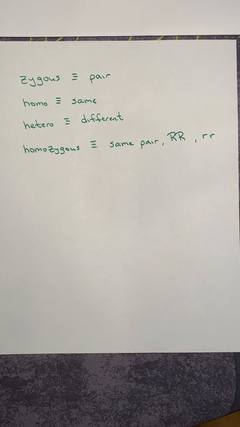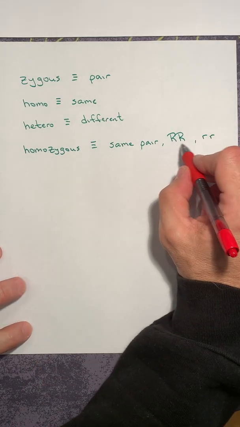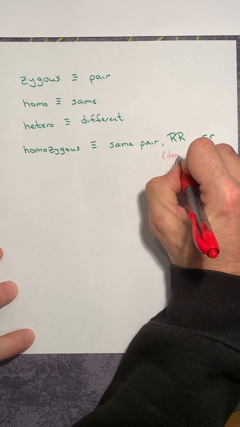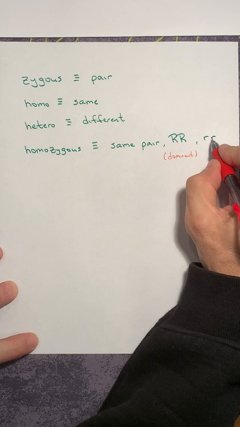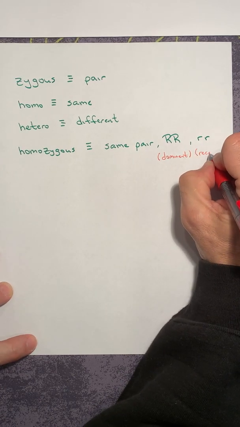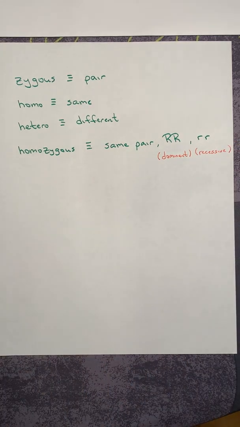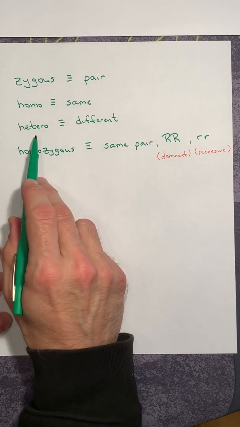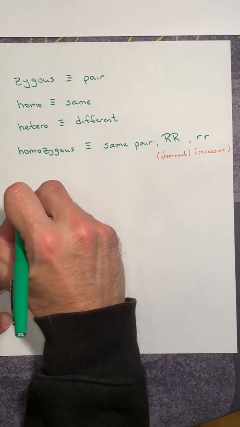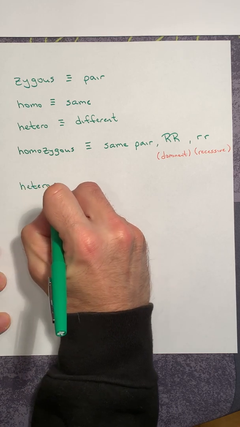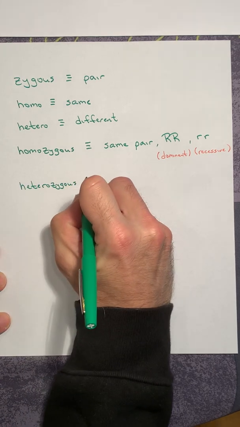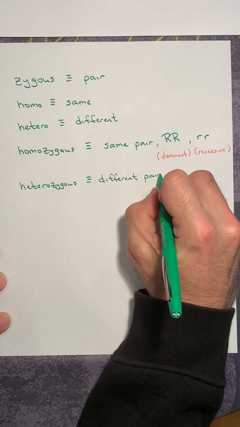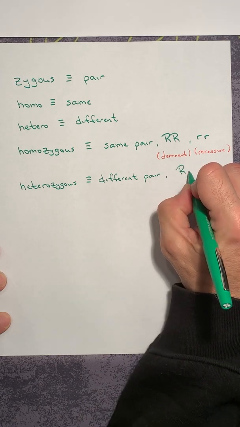How do you tell the difference between big R and little r, since they're both homozygous? This would be homozygous dominant, while this would be homozygous recessive. All right, so that's when they're the same. What happens when they're different? When they're different, that would be hetero, so it's a different pair. Therefore, it is heterozygous, literally meaning a different pair of alleles. This would be big R, little r.